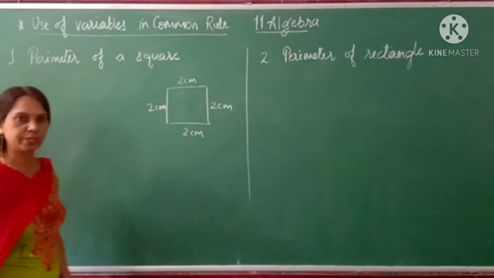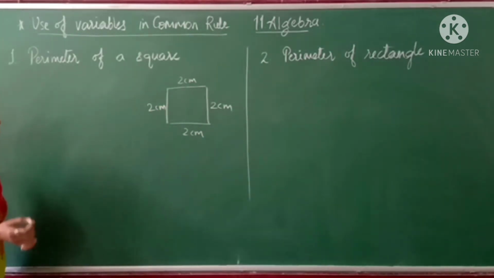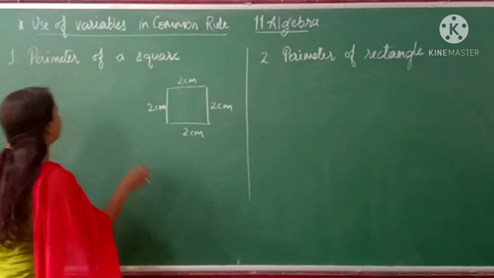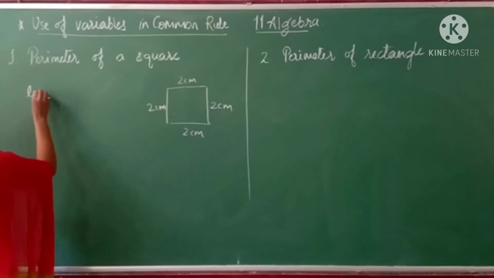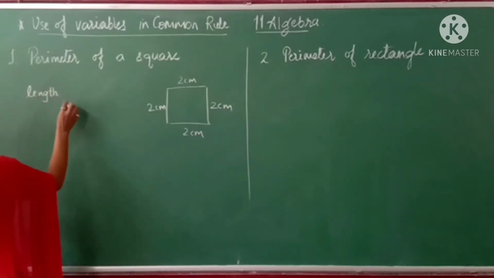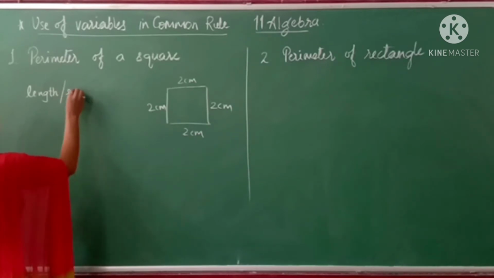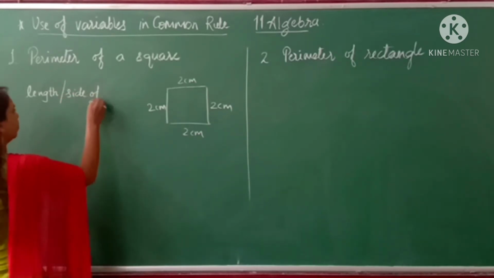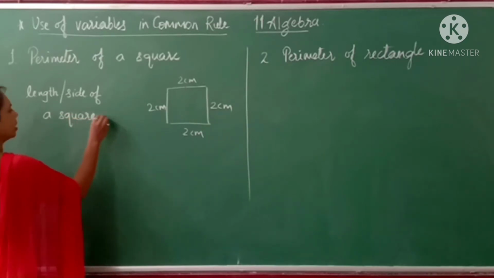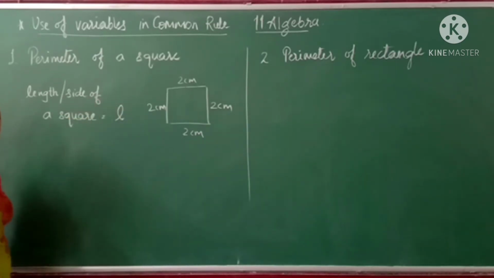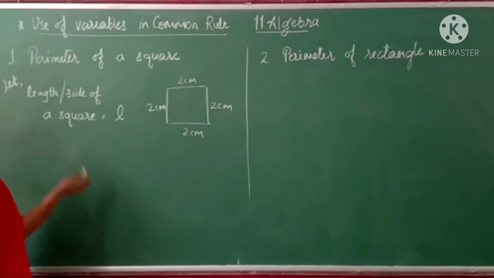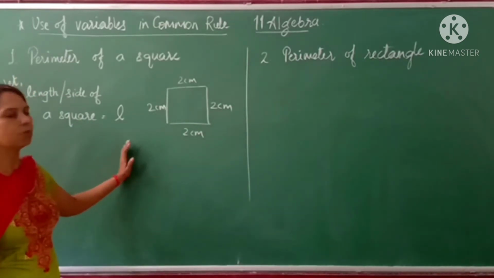property of square. And for taking the variable we can take that length or you can say side of a square is equal to L. Okay, we assume that. Let the length or side of a square be L.